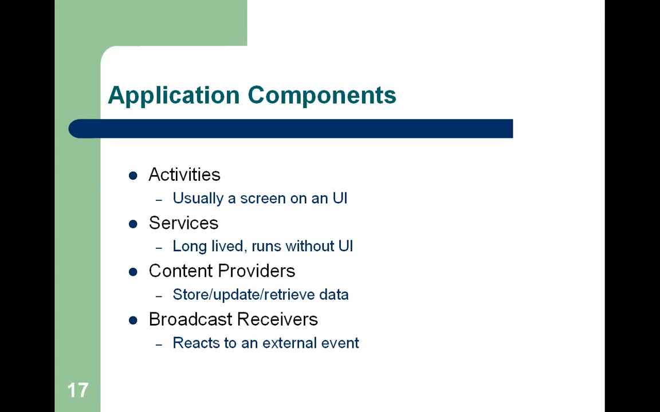Okay, we have looked at the application layer, and how security is achieved in an application. Now we are going to look at the various application components which help us to come up with an application. These are the 4 components. The foremost and most important one is an activity, which is nothing but a screen on a UI which you can see in the mobile device. You can instantiate an activity from any other activity or screen.